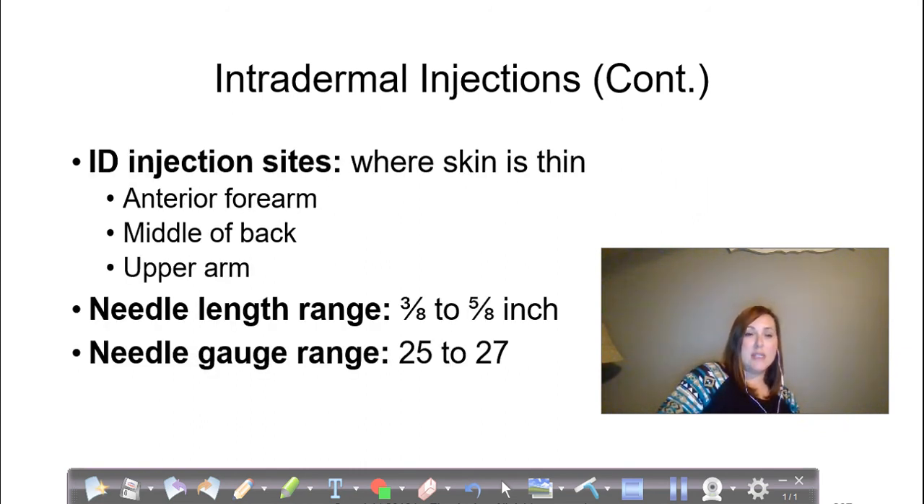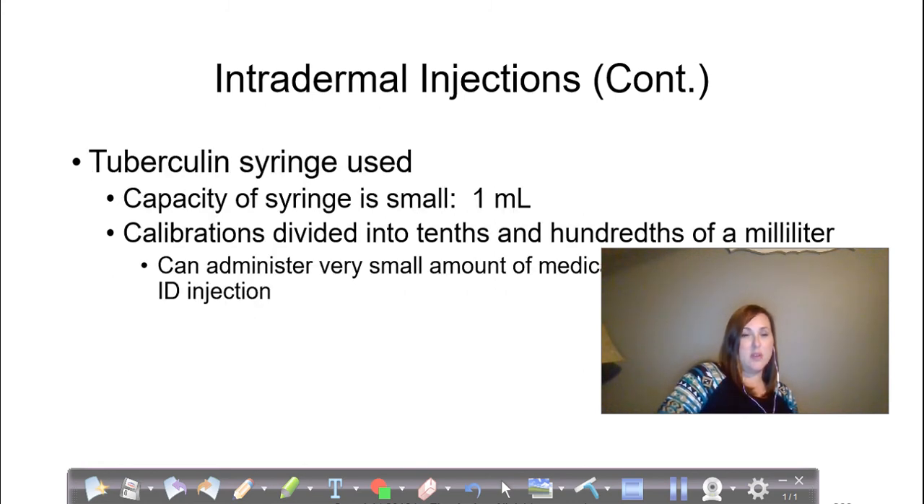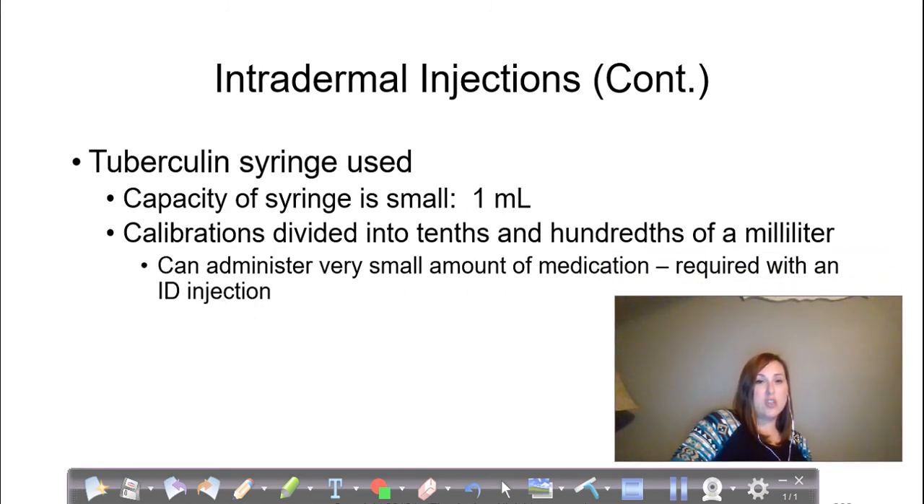Locations where you might give an ID injection would be the anterior forearm, right where you get your TB test, which is right here. You might give it in the middle of the back or the upper arm. The needle length is very small, 3/8 to 5/8 inch, and the gauge is 25 to 27. Again, the TB syringe is used because the calibrations are divided into tenths and hundredths of a milliliter, so you can give a very small amount. The capacity of that TB syringe is only 1 mL.